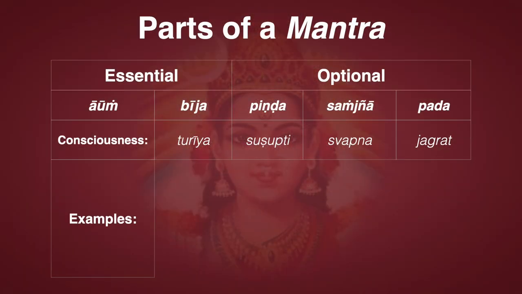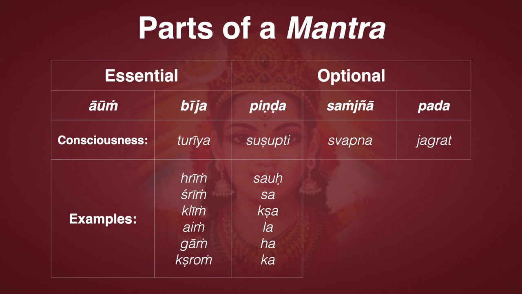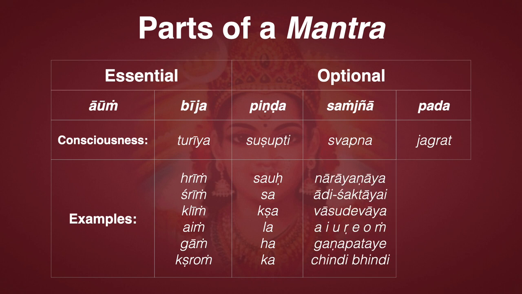Examples of bīja are hring, shring, kling, aing, gong, and krong. That's from Lord Narasimha's mantra. Parts that illustrate the piṇḍa are sauh, sa, ksha, la, ha, and ka. And illustrations of the saṃjñā part are Narayanaya, or Adishaktayai, or Vasudevaya. And in some mantras that consist of only vowels, A-I-U-R-I-E-O-U-N, Ganapataye, and there's one mantra that I found, Chindibindi.